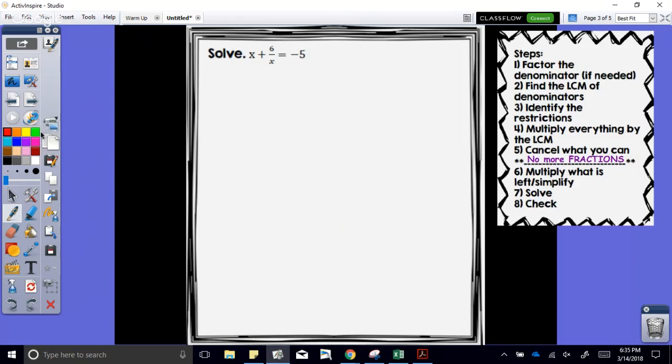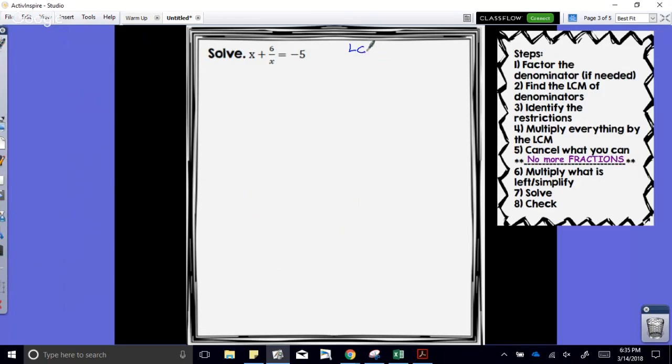Again, first step is to factor the denominator, but in this case, we do not have to factor the denominator. So I'm then going to look to identify the LCM. Keyword here is the LCM of the denominators. Well, if you look at this problem, there's only one thing in the denominator, and that is x. So LCM is x. I'm then going to identify my restrictions. If x is ever by itself, then that tells me that x cannot equal 0. So I have my LCM and I have my restrictions.